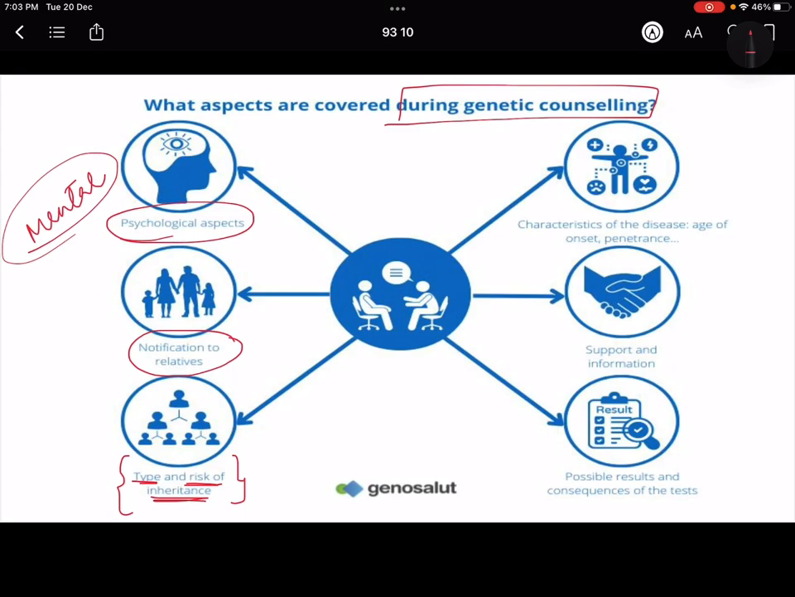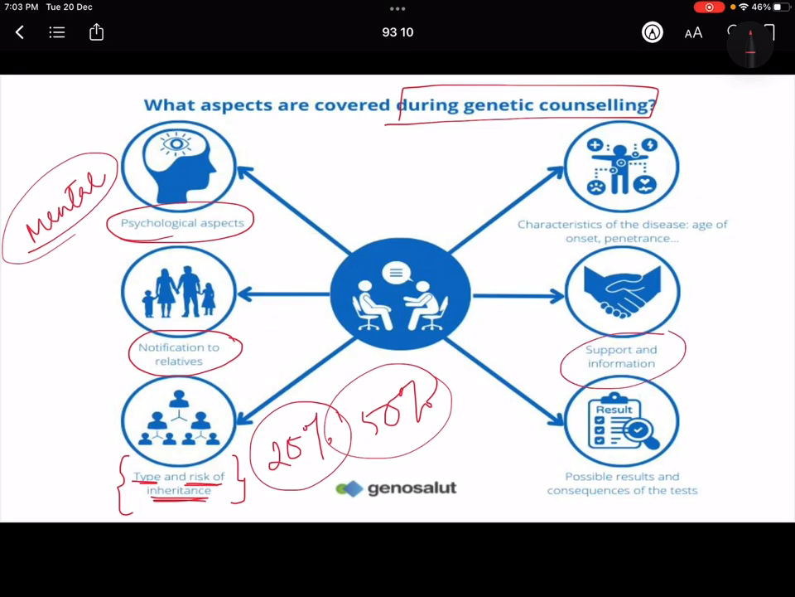That means, for example, 25% chances that you will have an affected child, or 50% chances that you will have an affected child. So this is the risk that you are taking, or what kind of disease your child could have. So these are the aspects that we are covering. So we give them support and information. For example, if you will have the child, you can do this, because these are doctors.